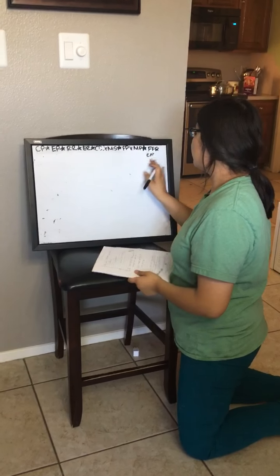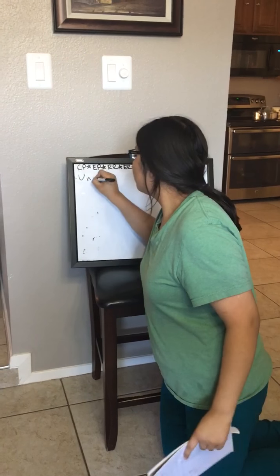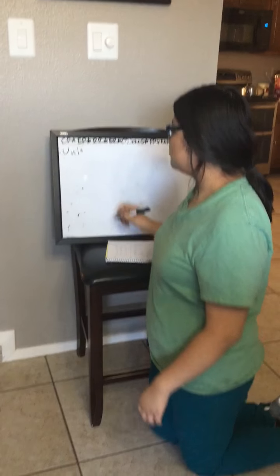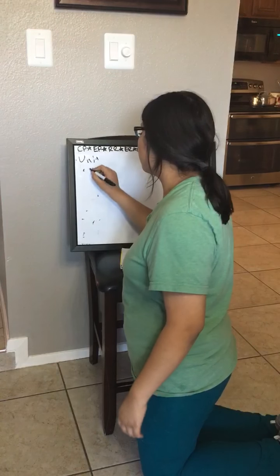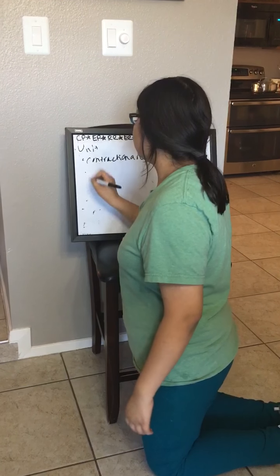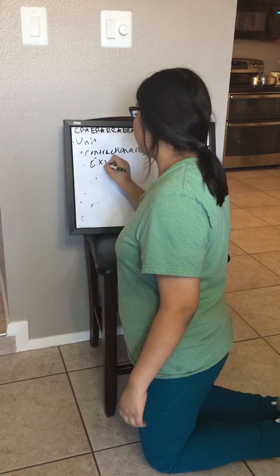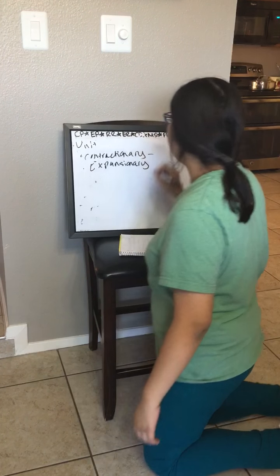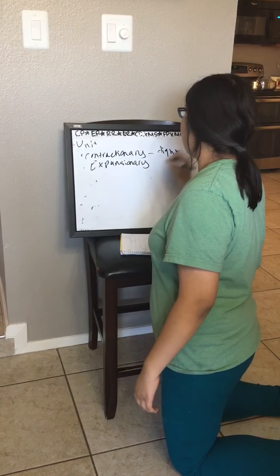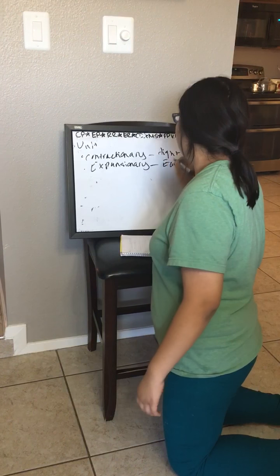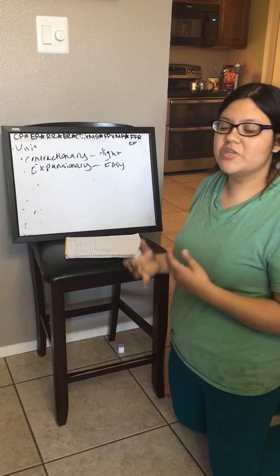So class, in today's video we're going to talk about Unit 4, Monetary Policy. The first thing that you need to know is a few terms. The first term is contractionary policy. You also need to know expansionary policy. Contractionary policy is basically tight money, while expansionary is easy money. These two terms are the opposite of each other.